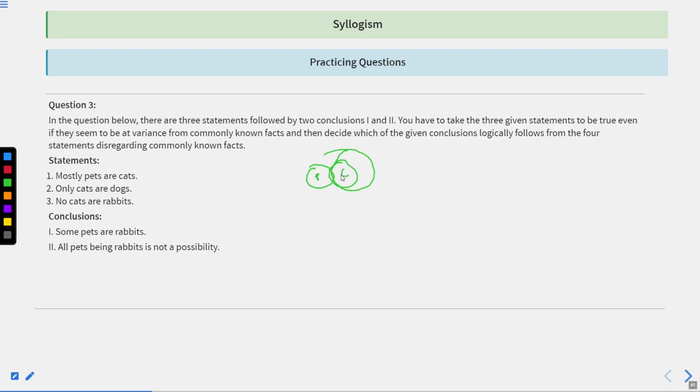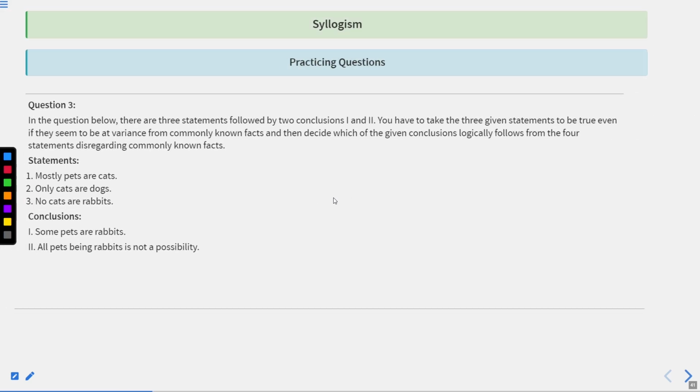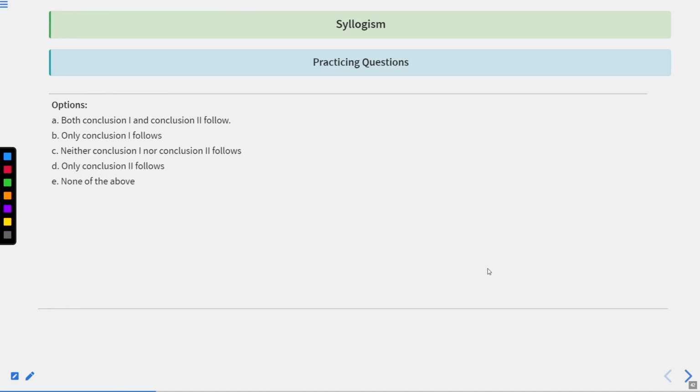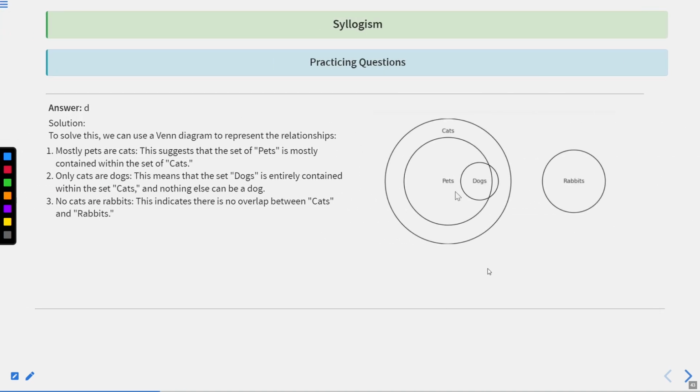Okay. So only cats are dogs. Only dogs are cats. That is not inferred from here. Only cats are dogs. And it is saying that no cat is a rabbit. So obviously this is a rabbit. Like this. So I suppose you people also have drawn the diagram. So we will just move forward and we will try to figure out how the Venn diagram would look like. Okay. So this is the Venn diagram.